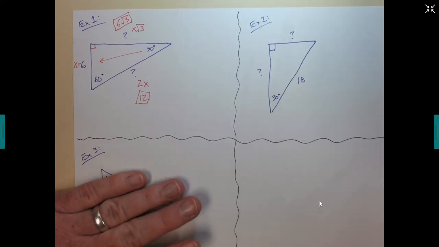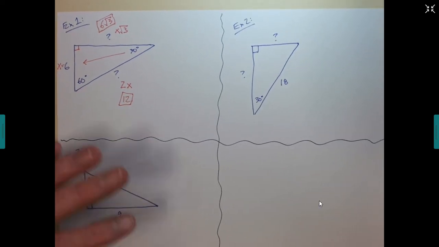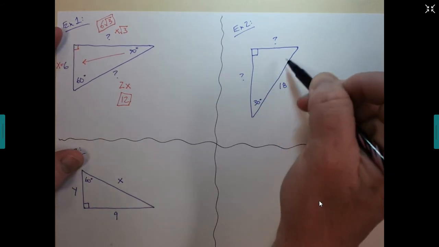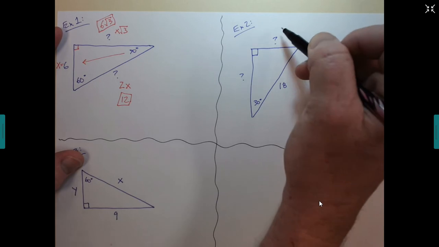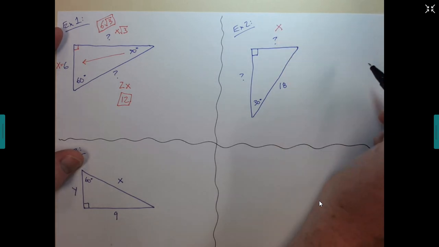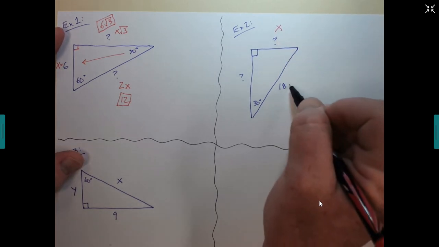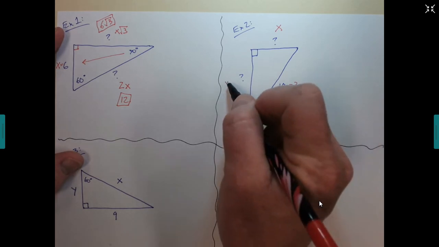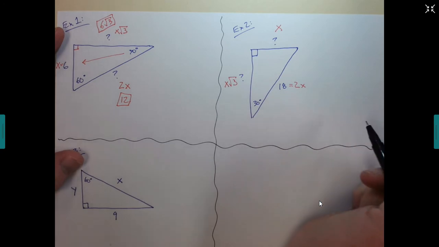Okay, so we'll try a slightly more difficult version. Again, this is a 30, 60, 90 triangle. Smallest side, it's got to be here. That's x. Here's my longest side. That's where I have my matchup. That's going to create the equation. And my third side is x times the square root of 3.